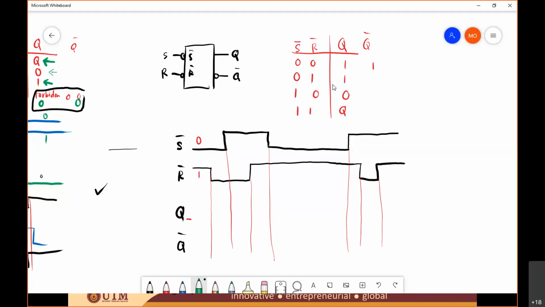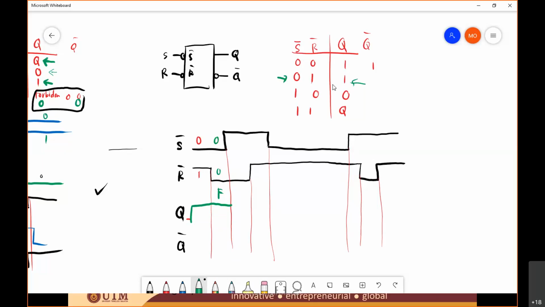Bila 0, 1, apa yang berlaku? So you're going to set. Dia akan naik terus naik 1 sampai situ. Walaupun dia started with 0, dia akan automatic naik sampai jadi 1. And then you have 0, 0 kat sini. Apa yang berlaku bila 0, 0? Forbidden. Tapi dia punya output is 1 lah. Based on this truth table, the output is 1. So kamu tulis dulu, this is a forbidden. So you know that Q bar kat sini nanti, kamu tak boleh complement lah. Kena ambil 1 ni nanti.